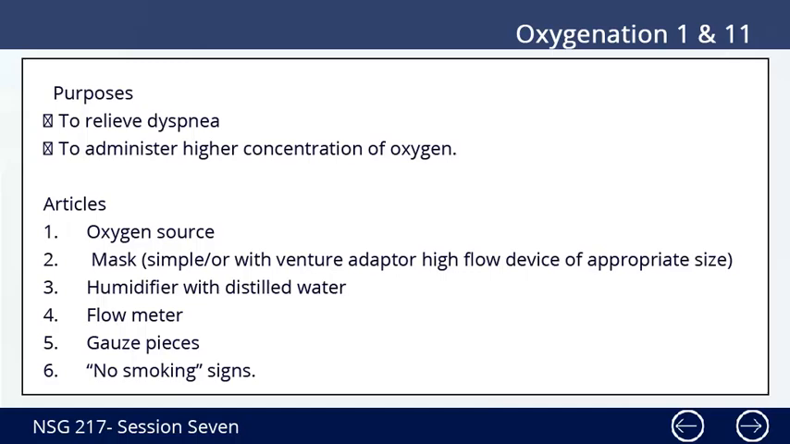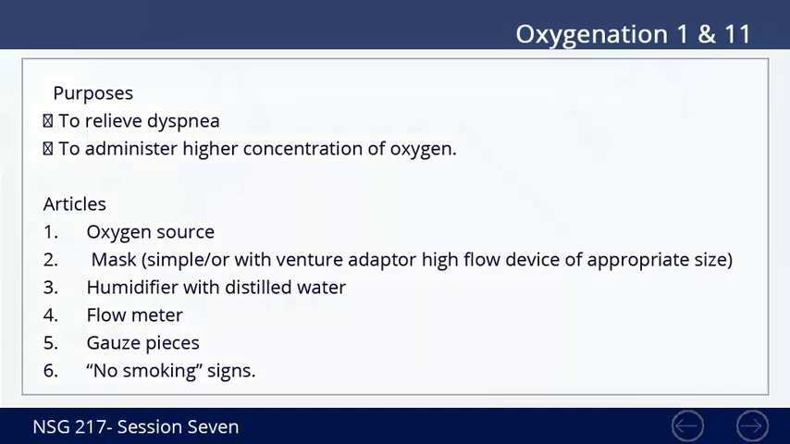Purpose: to relieve dyspnea, to administer higher concentration of oxygen. Articles: oxygen source, mask, which is simple or with venturi adapter high flow device of appropriate size. Number 3, humidifier with distilled water. Number 4, flow meter. Number 5, gauze pieces. And number 6, no smoking sign.